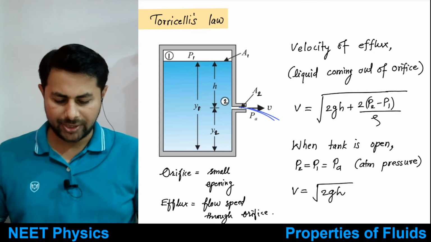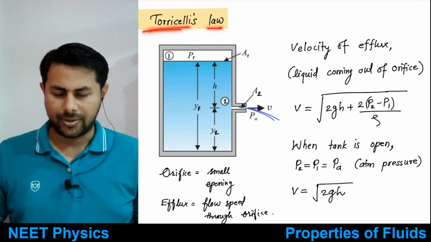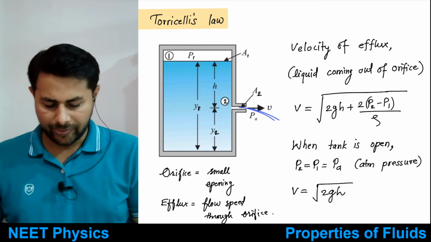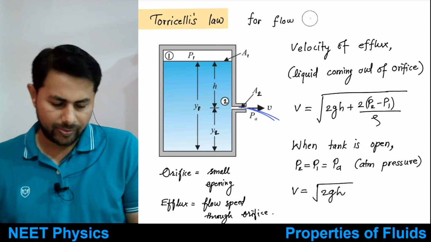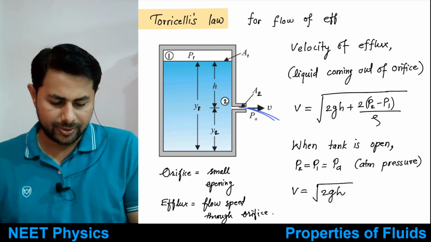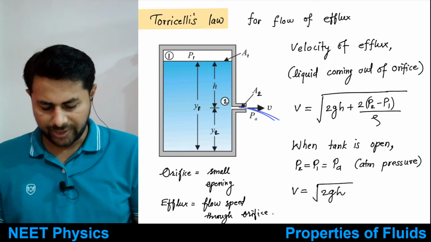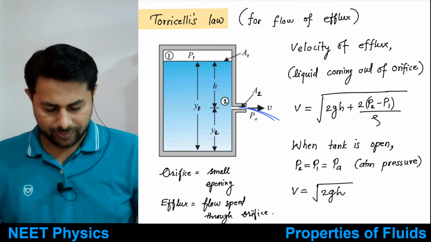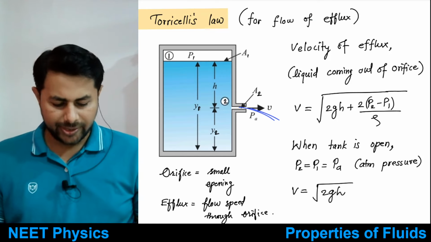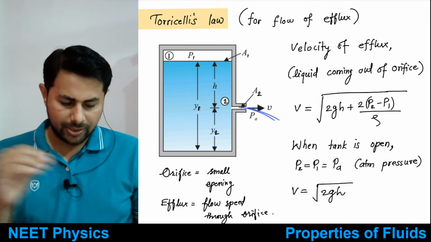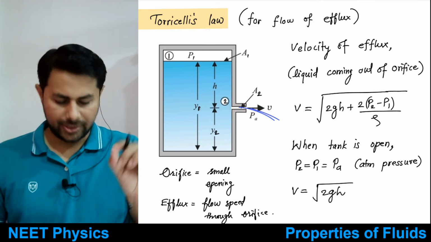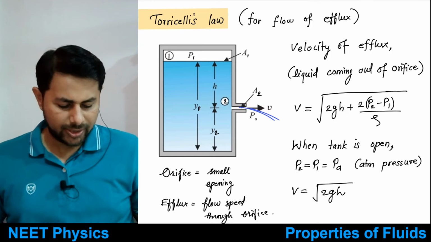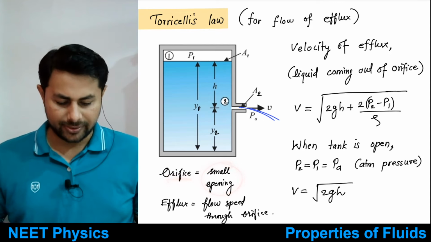There are lots of applications. Next is Torricelli's law, Torricelli's law of flow of efflux. What is this efflux? Efflux means liquid coming out through a small opening. That small opening has also got a name. It is called an orifice.